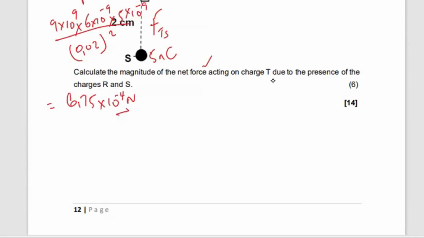Okay, but then this is going to be acting downwards since there's some bit of attraction because of opposite charges. Is it attraction or repulsion? This and then that.